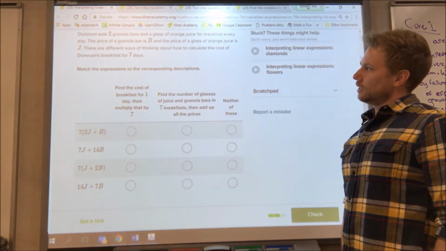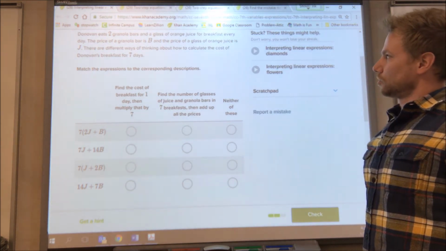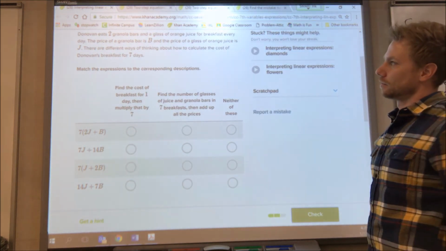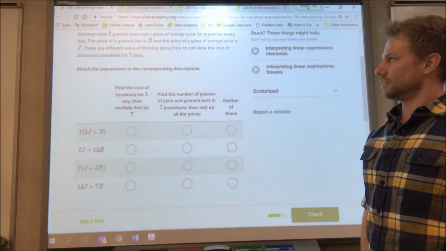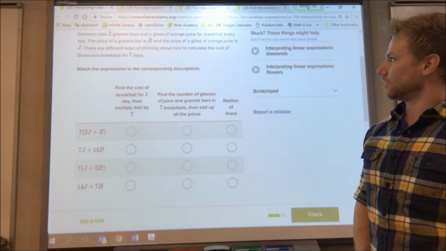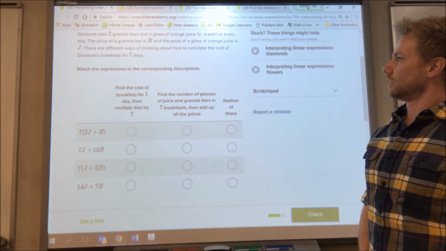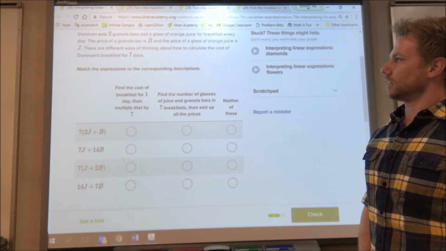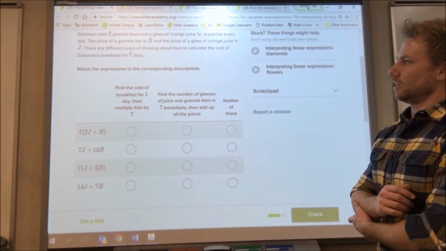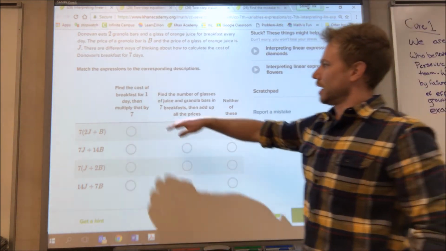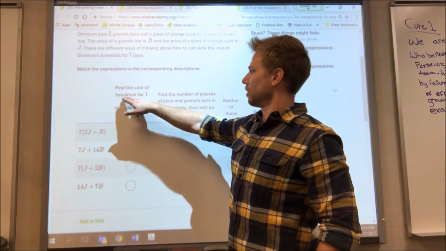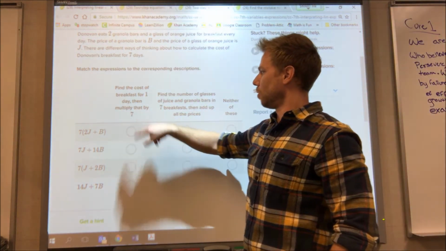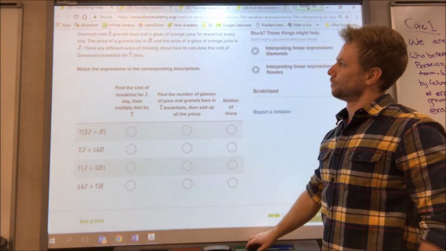All right, Donovan eats 2 granola bars and a glass of orange juice for breakfast every day. The price of a granola bar is B, and the price of a glass of orange juice is J. There are different ways of thinking about how to calculate the cost of Donovan's breakfast for 7 days. Okay, so find the cost of breakfast for 1 day, then multiply that by 7.